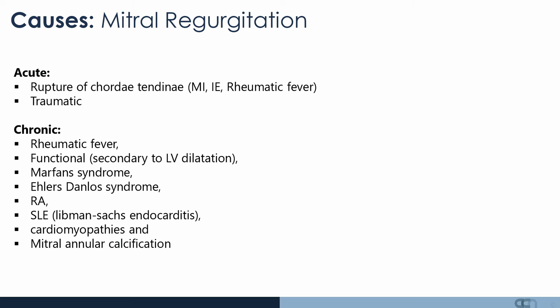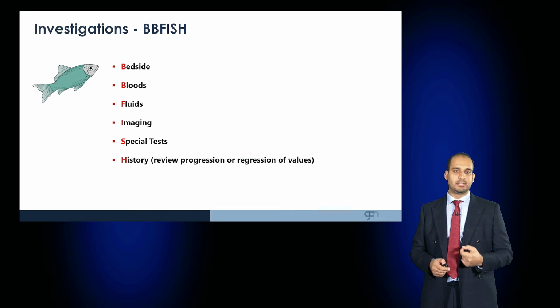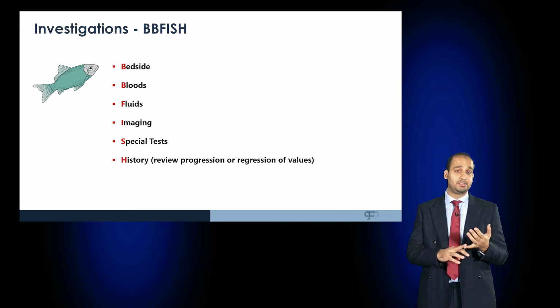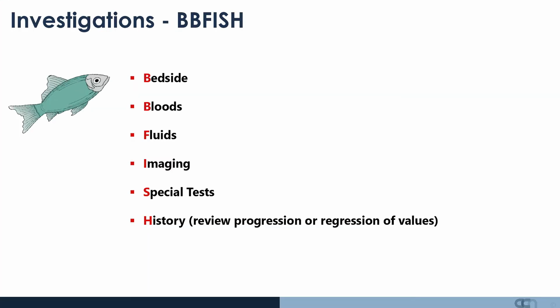would result in MR. Connective tissue diseases such as Marfan's syndrome, Ehlers-Danlos syndrome, rheumatoid arthritis, SLE, and cardiomyopathies would result in mitral regurgitation. So to investigate these patients, again using the B-FISH mnemonic, we're investigating their bloods, any fluids that we can assess, imaging, special tests, and then reviewing these tests in light of previous tests to see whether the condition is progressing or regressing.